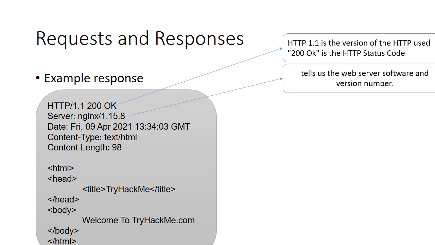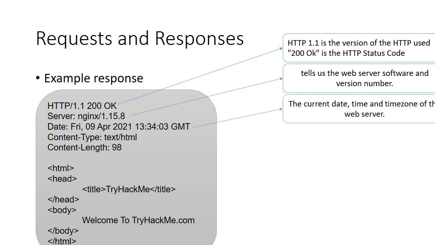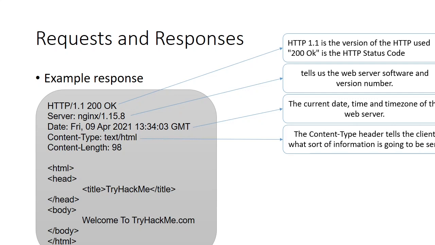The second line tells the client the software, like what is the web server's software and version number. Here it's Nginx 1.15.8 version. The third line gives the current time, date, and time zone of the web server. The next line is for the content type header, and it tells the client what sort of information is going to be sent. So here it's text, HTML, it could be images, videos, PDFs, and so on.